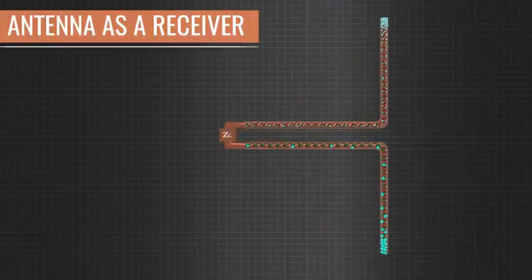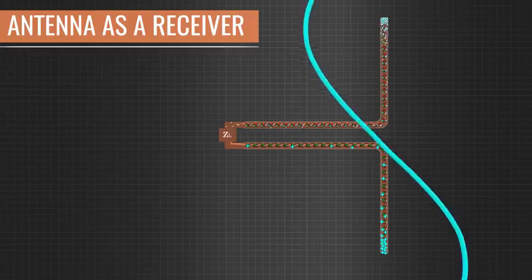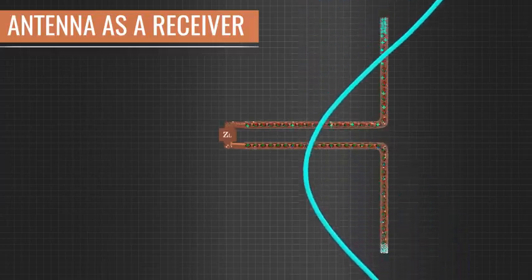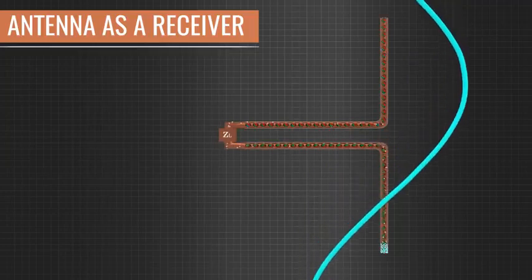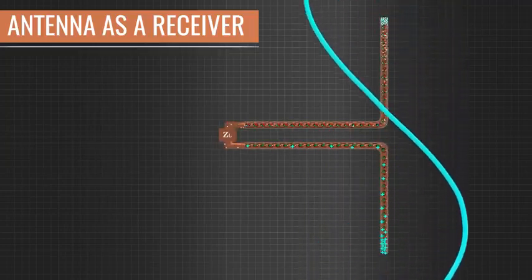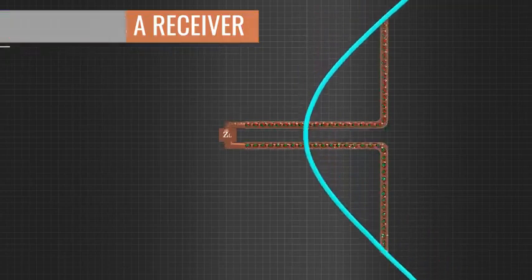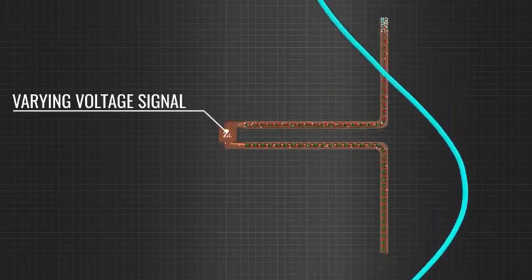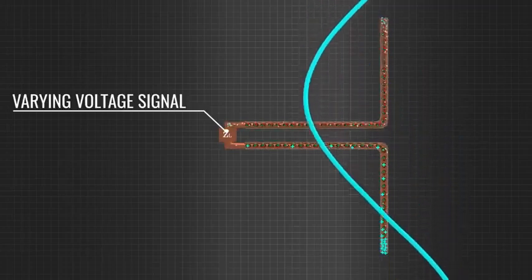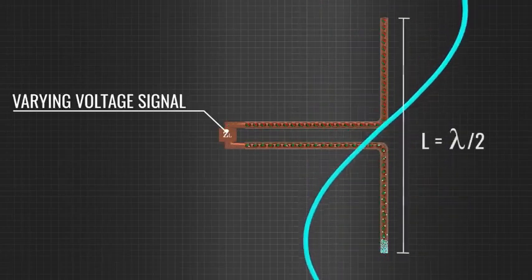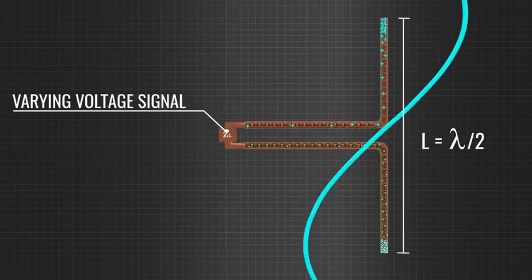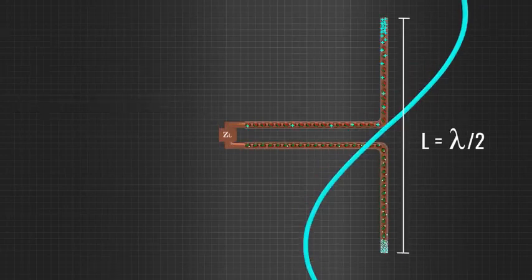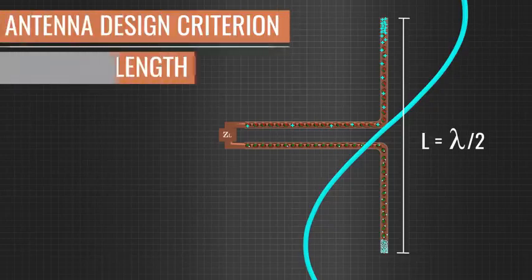The same antenna can act as a receiver if the operation of the antenna is reversed. When propagating electromagnetic waves strike the antenna, the oscillating fields of waves create positive and negative charges at the ends of the antenna. The varying charge accumulation means a varying voltage signal is produced at the center of the antenna. This voltage signal is the output when the antenna works as a receiver. We can note here that for perfect transmission or reception, the length of the antenna should be half of the wavelength. This is the first antenna design criterion for proper reception or transmission.